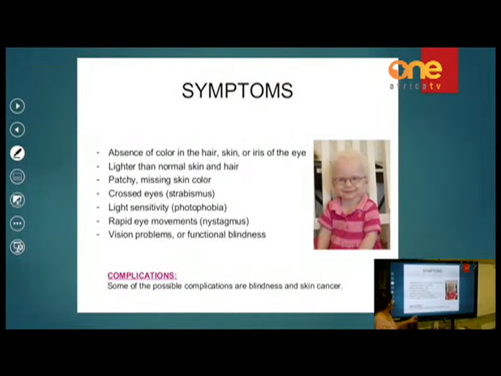The symptoms: absence of color in hair, skin, or the iris of the eye. They have lighter than normal skin. Sometimes only a part of their skin has a missing color. They can have strabismus, which means the eyes are not working well together. Very light sensitive. They have rapid eye movement, so they have really functional blindness. They have visual problems. What they suffer from is skin cancer and blindness.